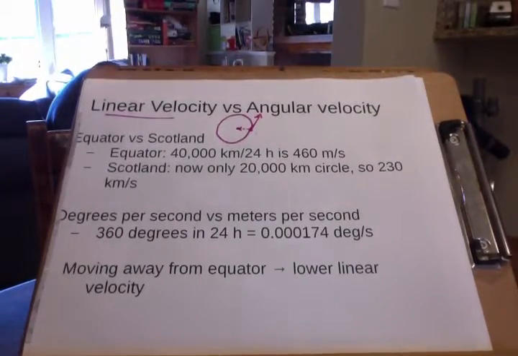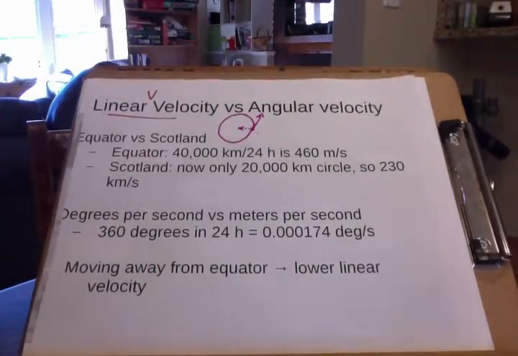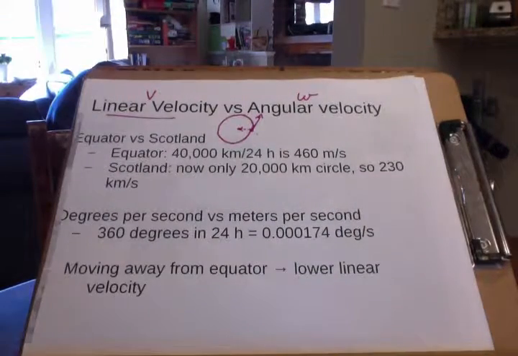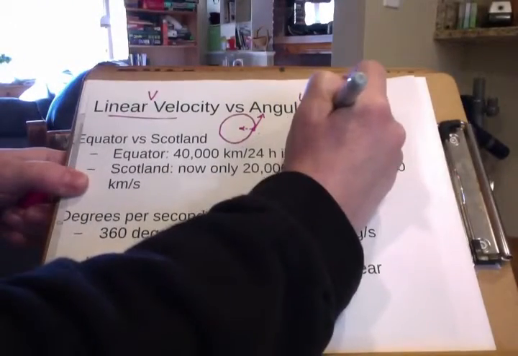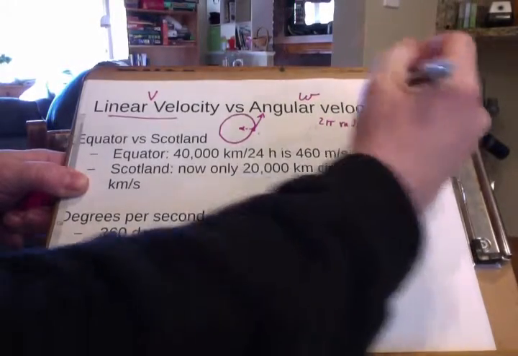We can also talk about the angular velocity. Linear velocity, by the way, is symbolized v. Angular velocity, which is symbolized with a lowercase omega, is the number of degrees or, more strictly speaking, radians that an object, or a point on the object, traverses per unit time. There are 2π radians per circle.